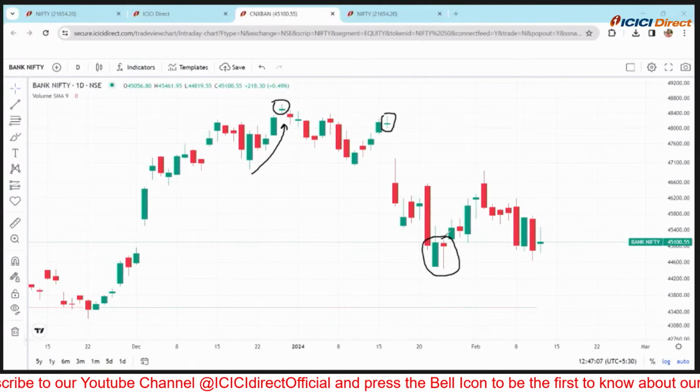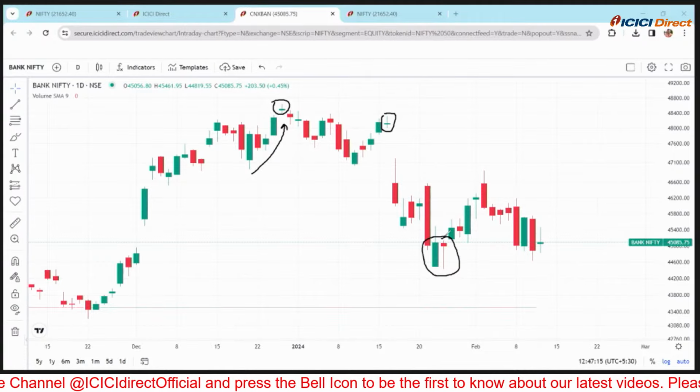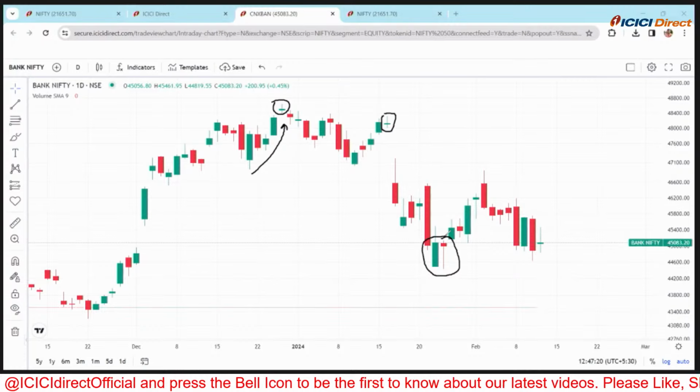Doji is clear. Doji is nothing but an indecision candle. Whenever you have a longer upper shadow and a body, that would be your gravestone doji. And whenever you have a longer lower shadow and a body, that is a long leg doji. And whenever these dojis are formed, we can see something.